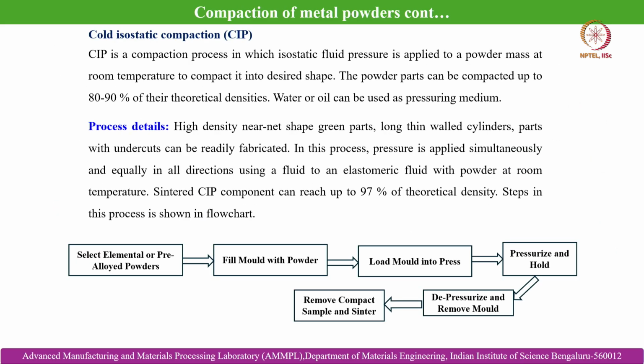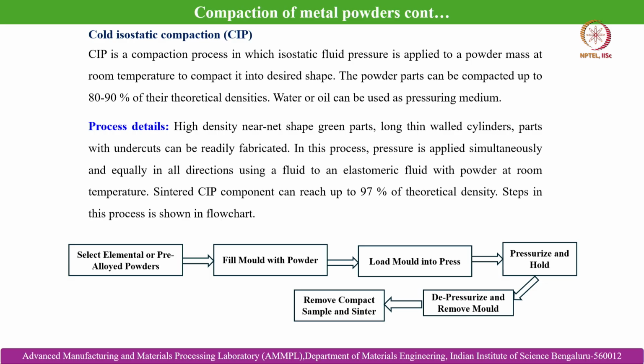So, likewise, when we are talking about even improved properties that we can achieve compared to uniaxial compaction of powder aggregates, a typical example is isostatic compaction, that is cold isostatic compaction. It is a compaction process in which isostatic fluid pressure is applied to a powder mass at room temperature to compact it into a desired shape. So, the powder parts can be compacted up to 80 to 90% of their theoretical densities. Water or oil can be used as pressurizing medium.